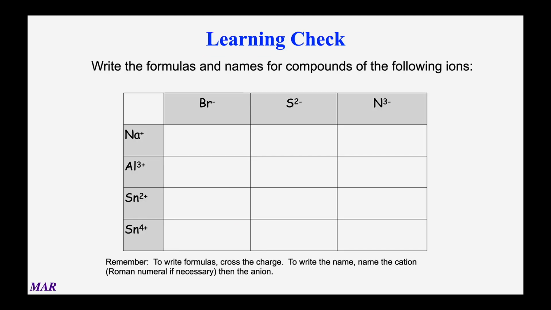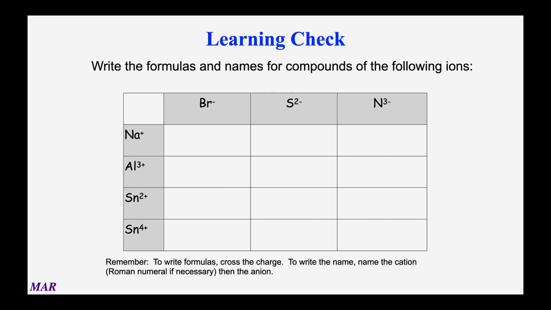Here's another type of guide where you can figure out what the formula is going to be for these different combinations and the name as well. I'll help you with the first one there. Sodium and bromide ions would come together to make NaBr, and you'd have sodium bromide. And then aluminum, the next one down, and bromide would be AlBr3, aluminum bromide.